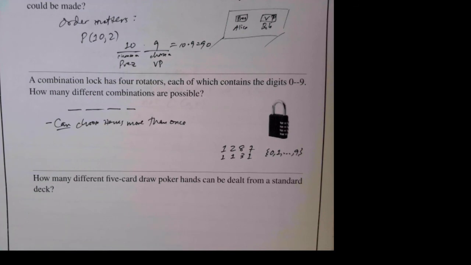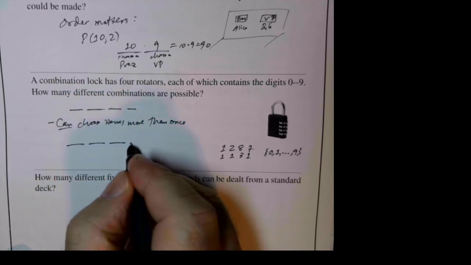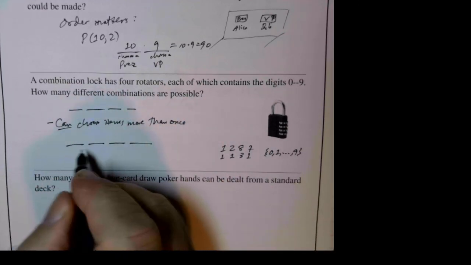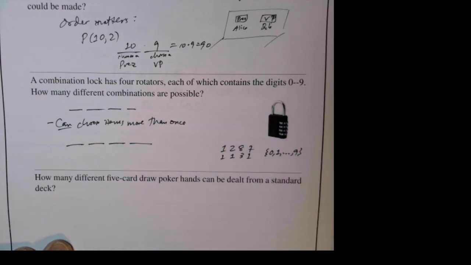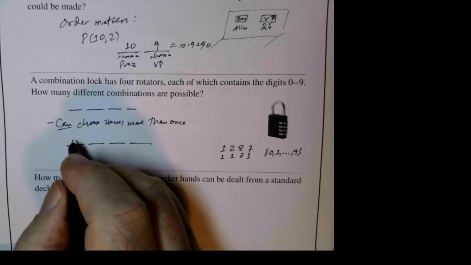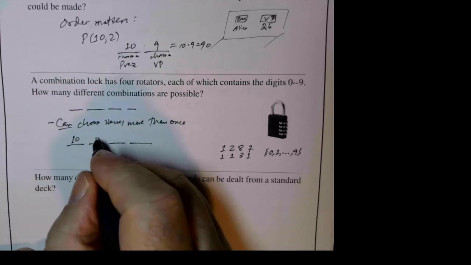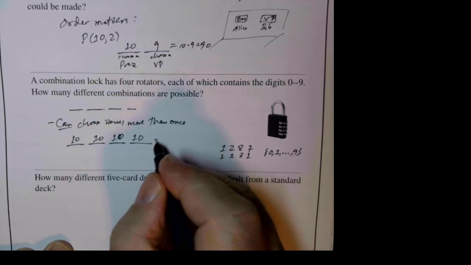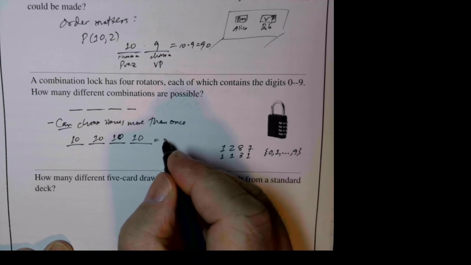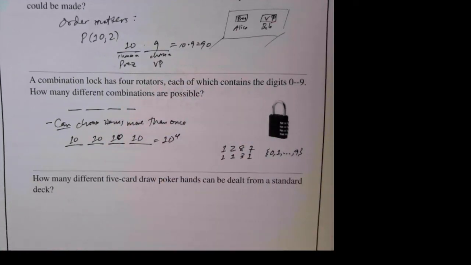So the only thing you have to work with is the fundamental counting principle. You should think of this as 4 different tasks: choose a digit for the first rotator, choose a digit for the second rotator, and so on. You'd have 10 ways to do the first task. Any of the 10 digits will do. Same with the second, same with the third, same with the fourth. And so you get 10 multiplied by itself 4 times, 10 to the fourth, which is 10,000.